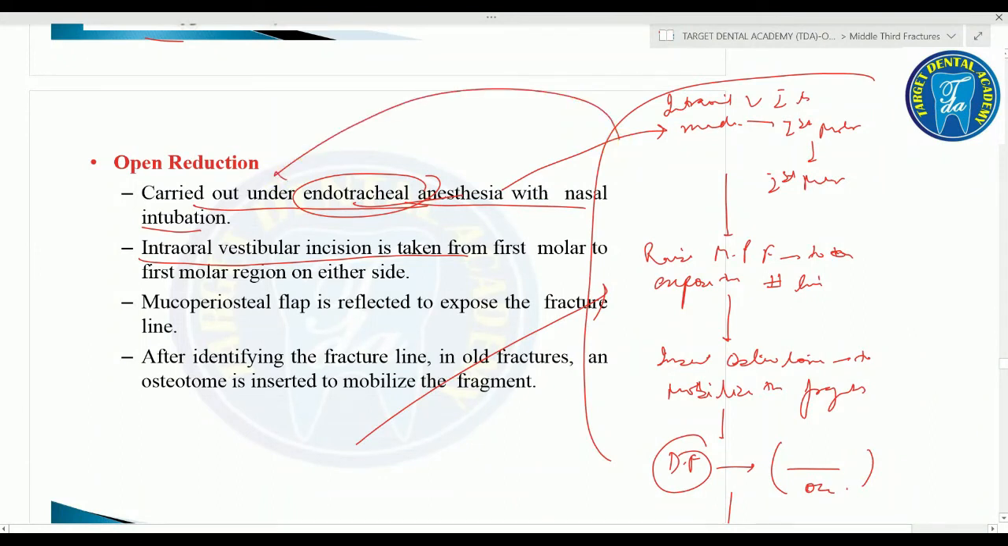I repeat, the open reduction is carried out under endotracheal anesthesia with nasal intubation. Very important point. And after this, the intraoral vestibular incision is made from first molar to first molar, and after making the incision, you have to raise the mucoperiosteal flap to expose the fracture line.